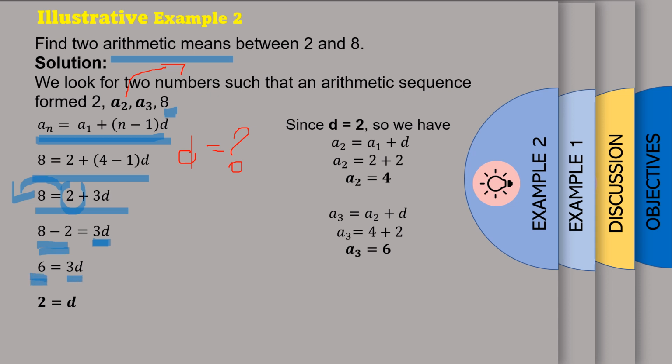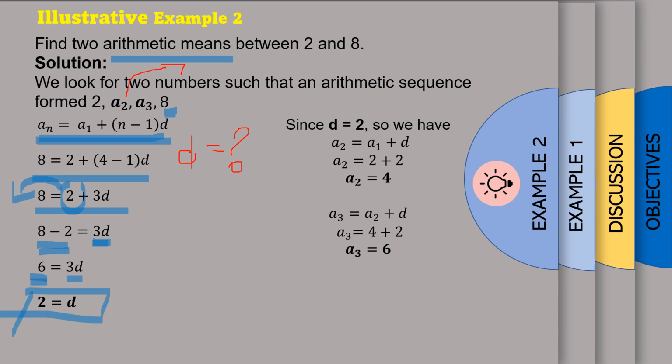And then, what we're looking for here is the value of d. So, what do we do? Okay, correct. We can divide this by 3, or we multiply this by 1/3. Okay? Multiply this by 1/3, or divide by 3. So, the value of d is 2. So, the value of d, or your common difference, is 2. So, that 2 will be our fixed number. So, we can now get the missing terms.